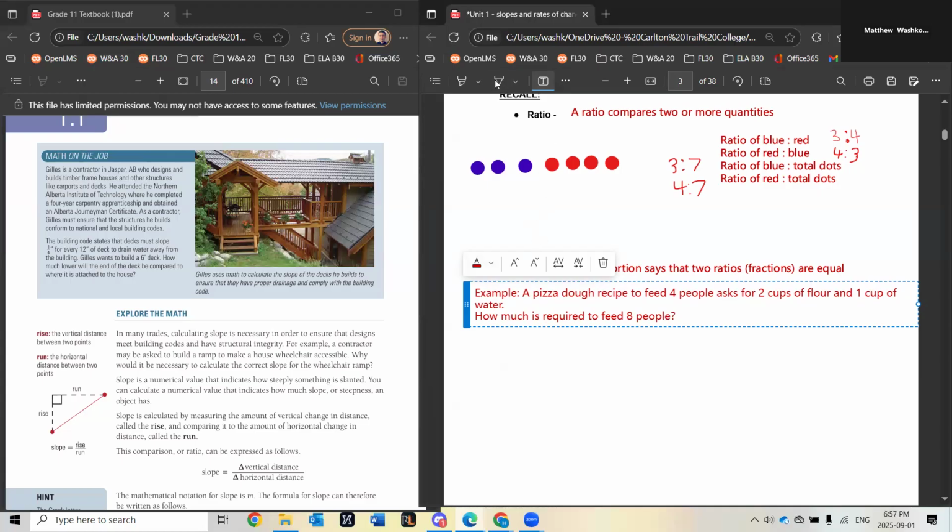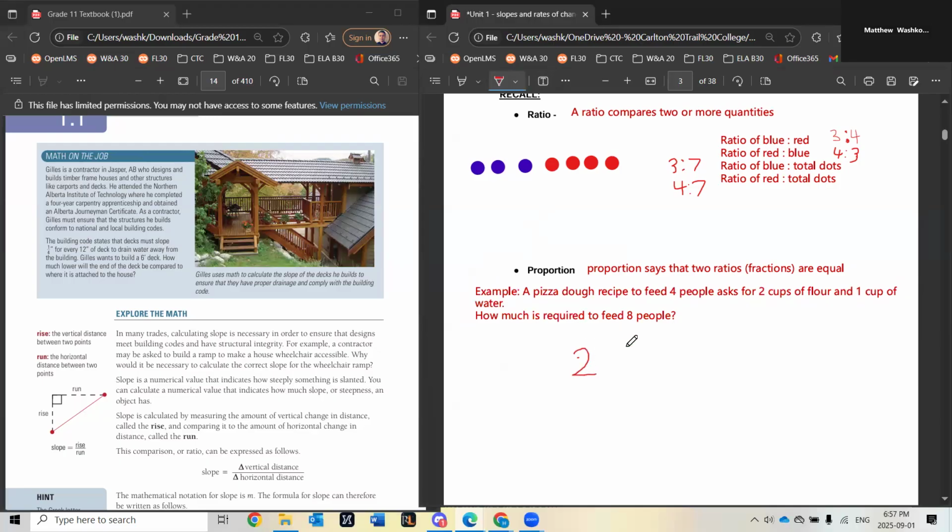Well, that's not that hard, right? This is saying that if I need 2 cups, we're going to go flour. I'm putting a little F here, and water, putting a little W at the top. 2 cups of flour, 2. 1 cup of water, 1. Well, that's the feed 4 people. What if I want to feed 8 people? Well, 8 is just twice as many as 4, right? For 8 people, I need to make twice as much food. So I'm just going to multiply them both by 2. So instead of 2, 2 times 2 is 4. I now need 4 cups of flour and 2 cups of water.